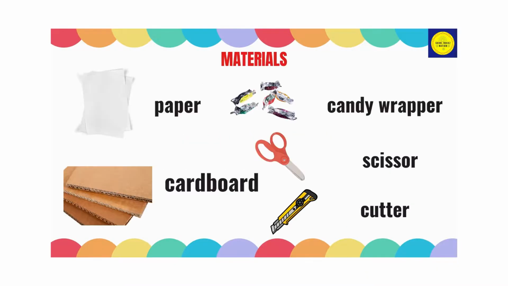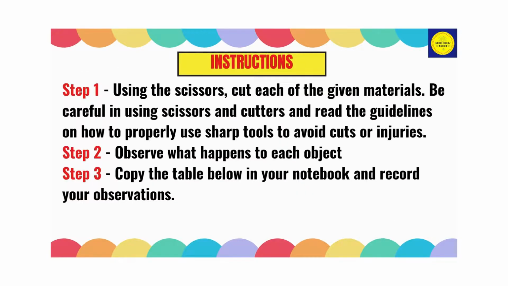Here are the materials that you need: paper, cardboard, candy wrapper, scissor, and cutter. Here is the instruction. Step 1. Using the scissors, cut each of the given materials. Be careful in using scissors and cutters and read the guidelines on how to properly use sharp tools to avoid cuts or injuries. Step 2. Observe what happens to each object. Step 3. Copy the table below in your notebook and record your observations.